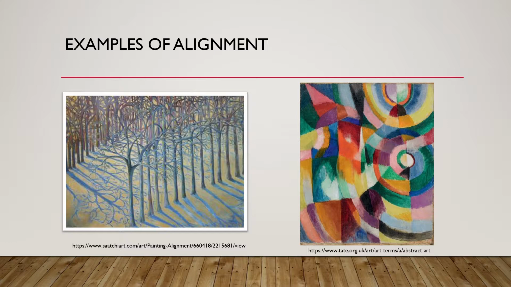On the right side, we have Sonia Delaunay's Electric Prisms from 1913. It's an abstract painting that does not appear to have any alignment. It looks disorderly and does not lend a good place for the eye to follow or rest.